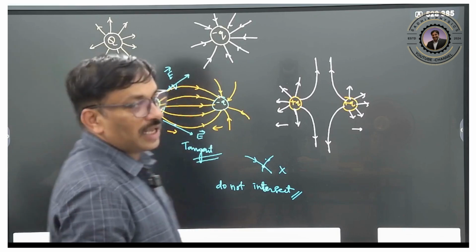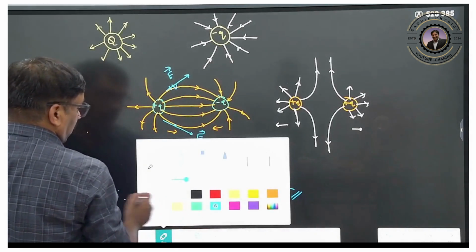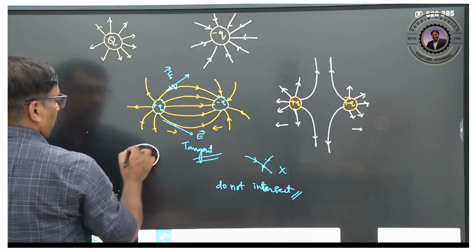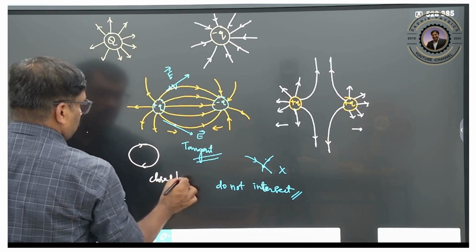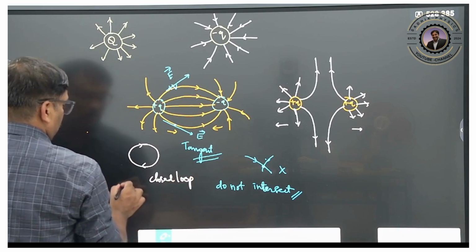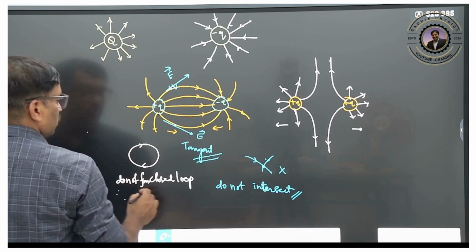And these electric field lines will not form closed loops. Here it is not going to form a closed loop like this. So electric field lines do not form closed loops.